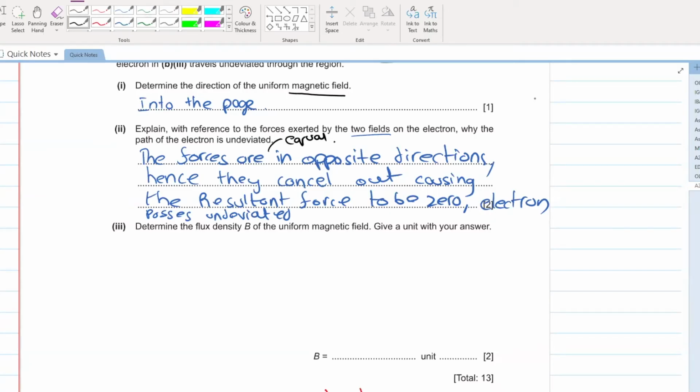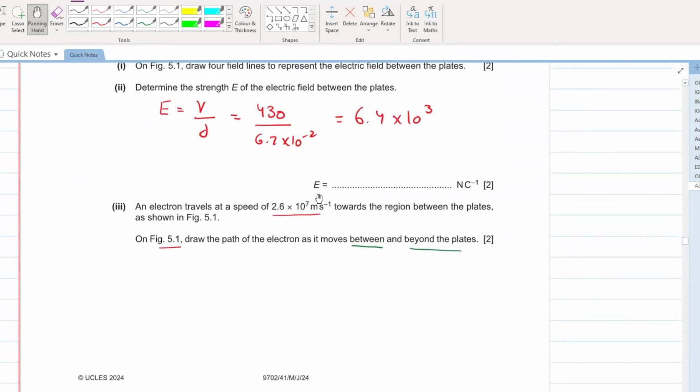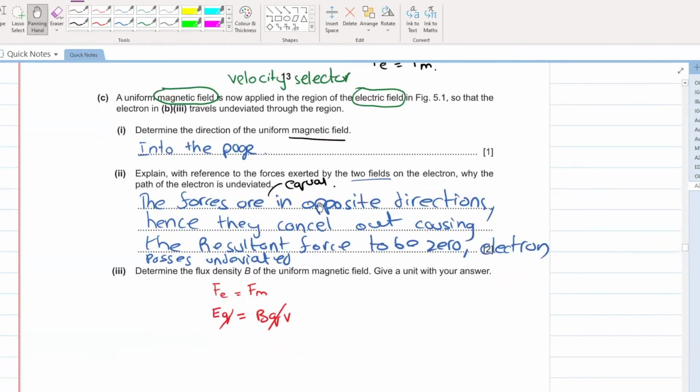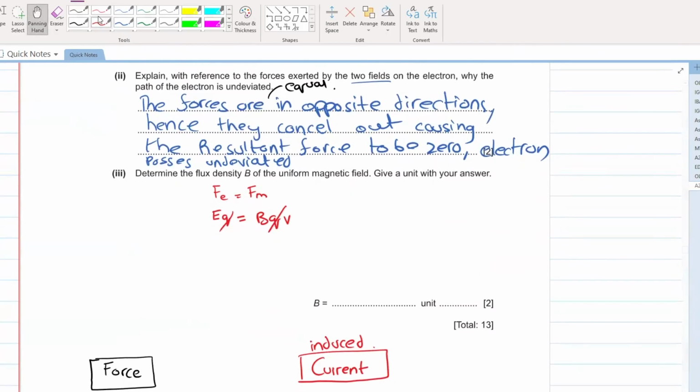Determine the magnetic flux density of the uniform magnetic field. How can we do that? We know electric force is equal to the magnetic force. Electric force is electric field strength into the charge. The formula of magnetic force on a charge is BQV. Q and Q cancel out. What was the electric field strength? Electric field strength was 6.4 into 10 raised to the power of 3.